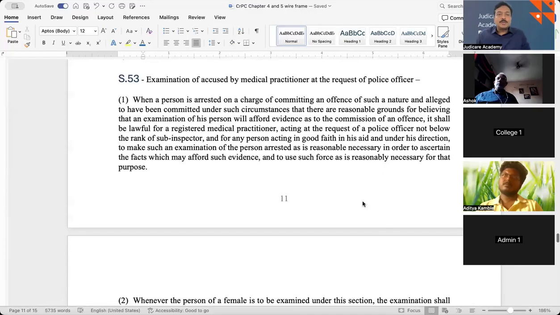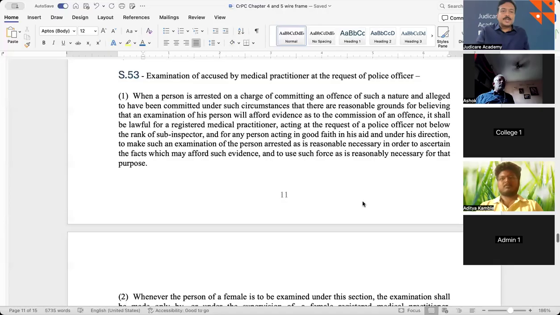Section 53 talks about examination of accused by medical practitioner at the request of police officer. Now, it is by law. If you read this, I'll tell you first the section, then I'll tell you what happens exactly.